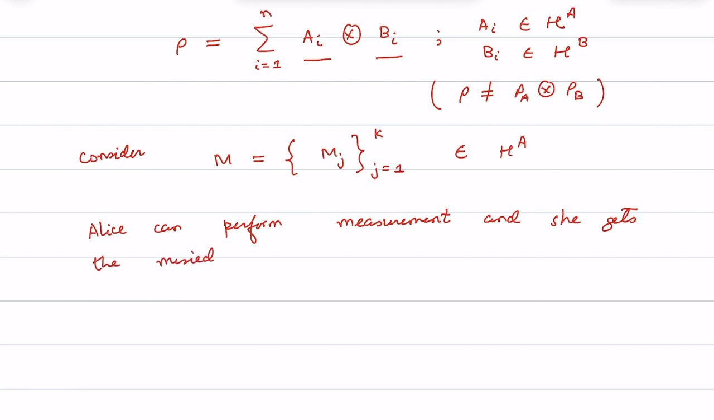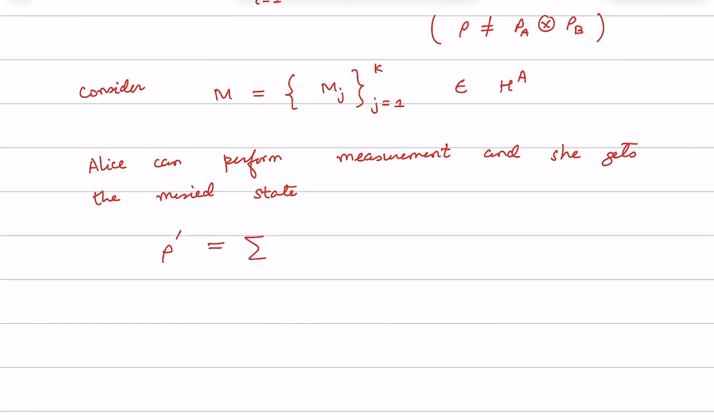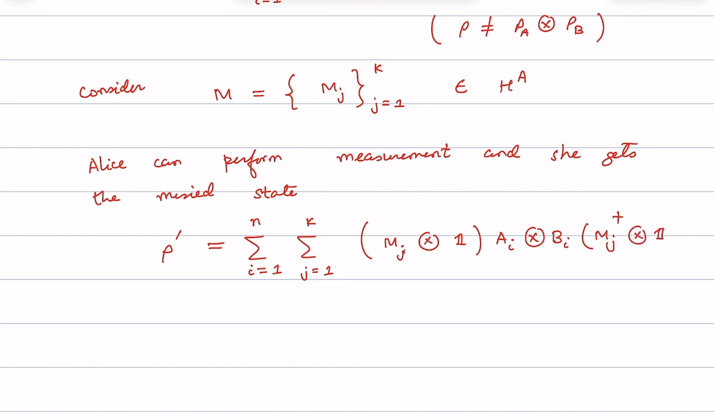After making a measurement, C gets the mixed state, say rho dash, equal to the sum over i equal to 1 to n, and there is a set of K measurements, j is equal to 1 to K. So Alice touches only her qubits, M_j, and Bob's qubit, that is the linear operator B, is not getting touched. So this is what we mean by this, right? And you have this M_j dagger identity. This means that the measurement is done only in Alice's laboratory, right?